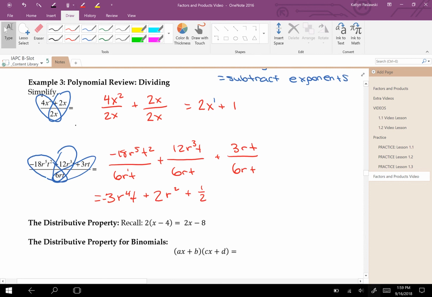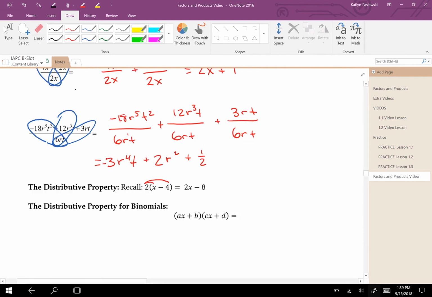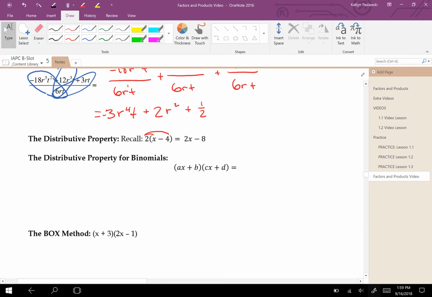Now we're going to be looking at our distributive property, which we should recall from some of the examples we did on the last page, how you have to distribute 2 throughout the bracket to give you 2x minus 8. Now we're going to use 2 different forms on how to solve that. We have distributive property for binomials, so we need to multiply the first term with the last term and so on, so that each term is multiplied by each other. 2 methods we're going to use that we can solve that.